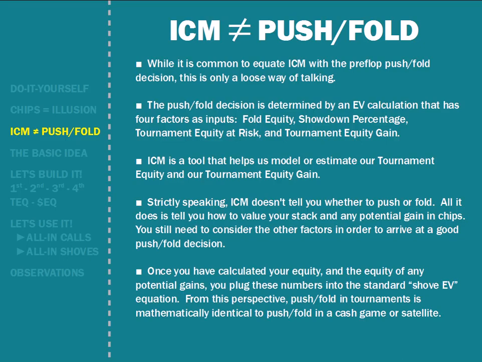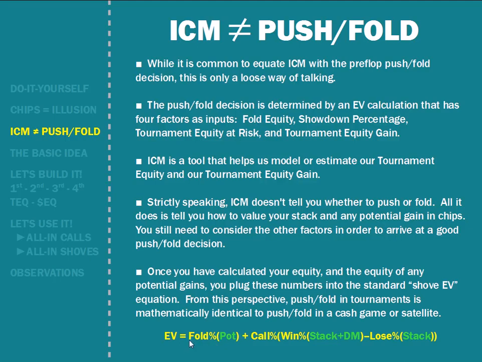Now, once you have calculated your equity and the equity of any potential gains or losses, you plug these numbers into the standard shove EV equation that you would use in cash games or tournaments or whatever. So from this perspective, push-fold in tournaments is really mathematically identical to push-fold in a cash game or a satellite. And the reason is because the only things that are different are the inputs for the risk and reward, right?